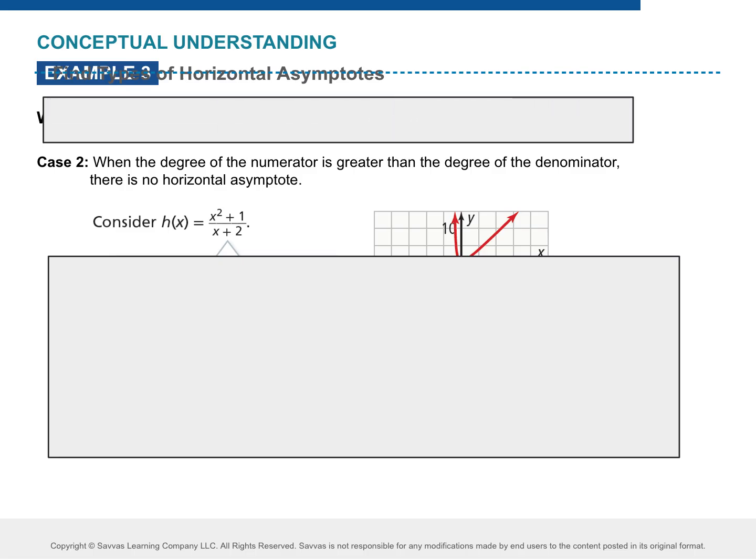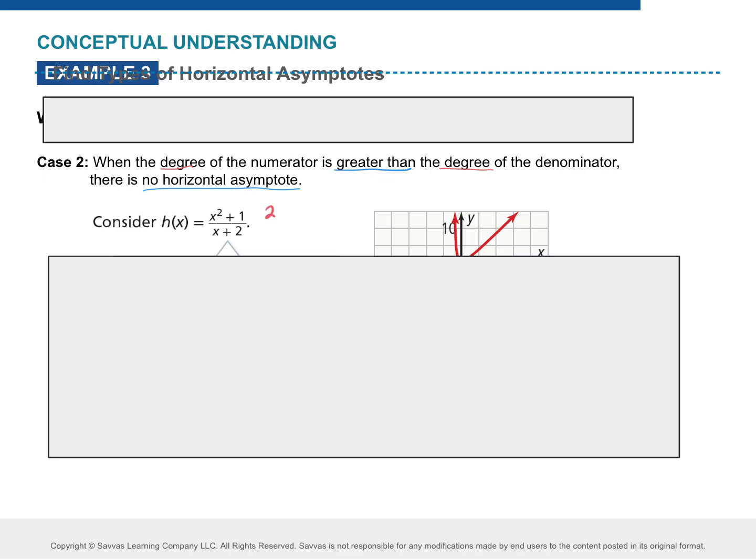All right, so case 2 says when the degree of the numerator is greater than the degree of the denominator, there are no horizontal asymptotes. Again, what are we comparing? The numerator and the denominator. What part of them? The degrees, right? So what this says is that if the degree of the numerator is greater than, then we have no horizontal asymptotes. So what's the degree of the numerator?